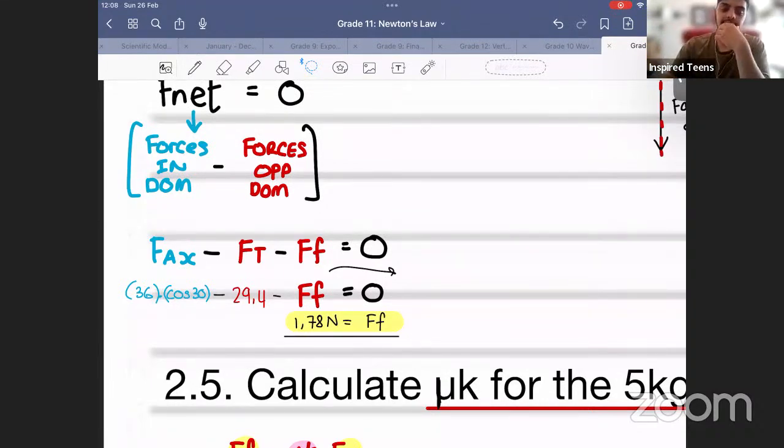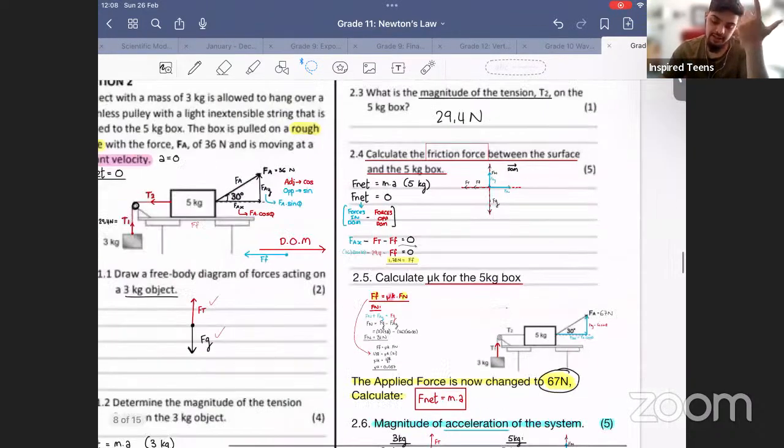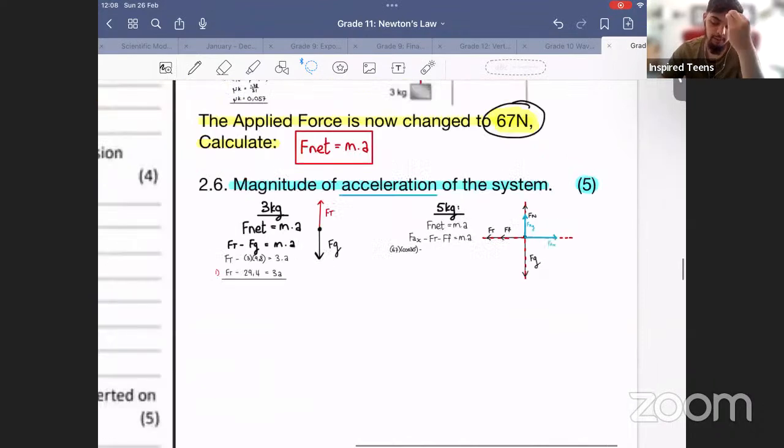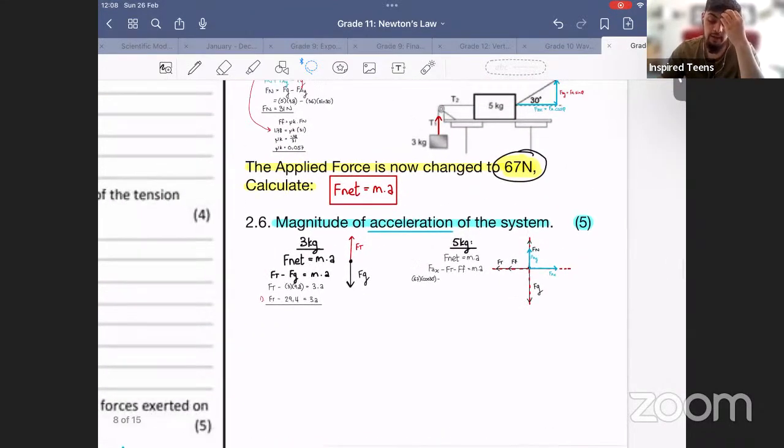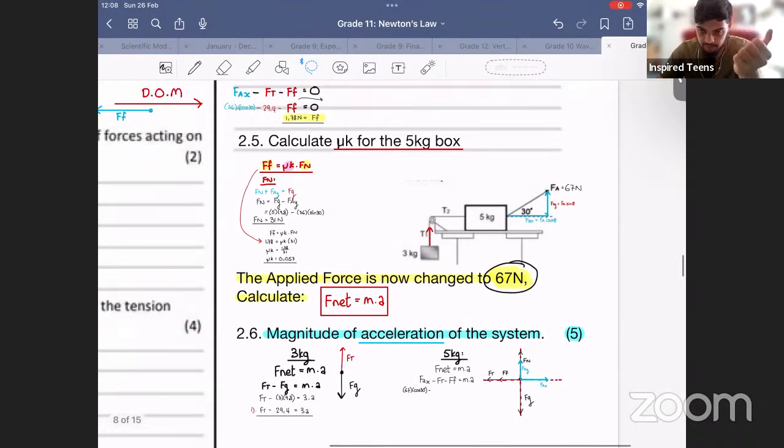People are fighting against each other. Some are yes, some are no. The F applied changed. Yes, very good. So since the F applied changed, let's analyze logically with our brains, which I hope that we have. Why can the friction not be the same?